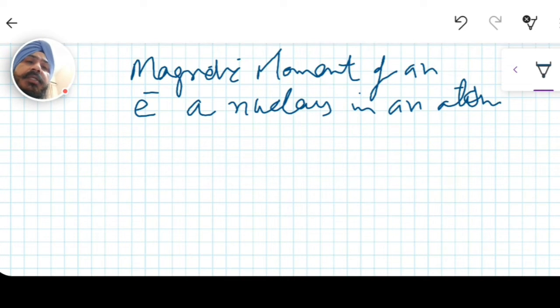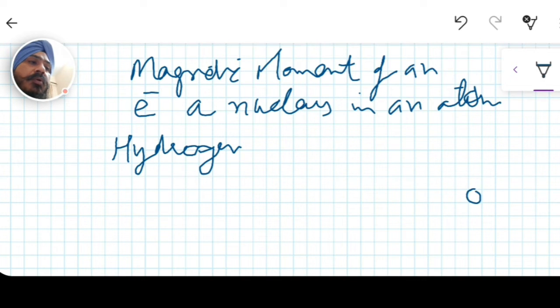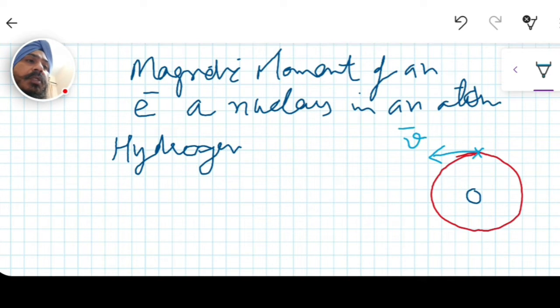So we will consider here the simplest case of the hydrogen atom. Hydrogen atom is the simplest case because it contains one proton in the nucleus and one electron is revolving around this nucleus in its first orbit. Suppose it is revolving in anti-clockwise direction. So suppose the velocity vector v of this electron, which is negatively charged, is anti-clockwise. And also the proton has the positive charge which is at the center.